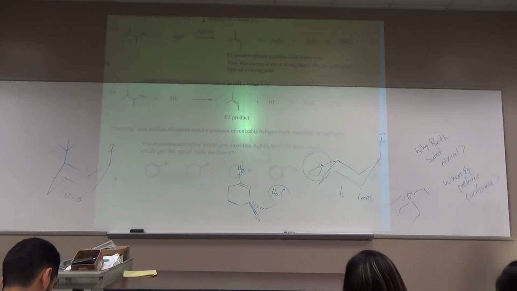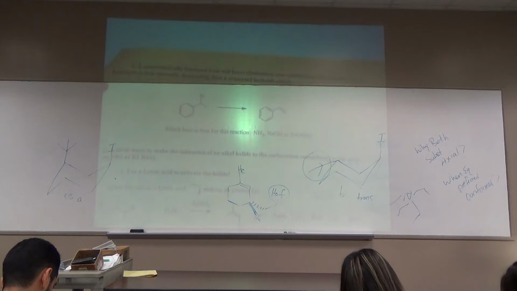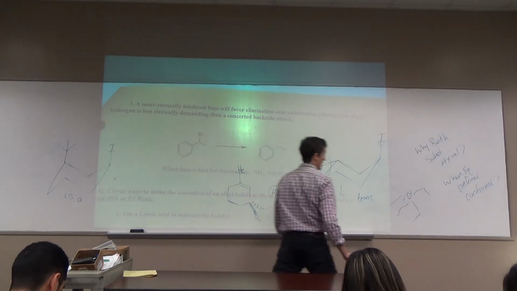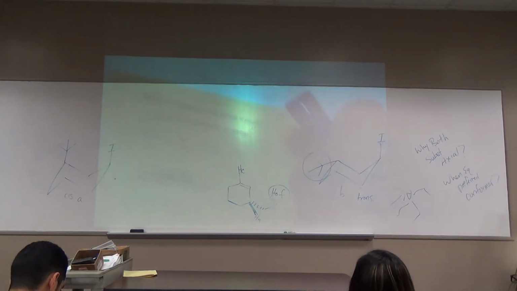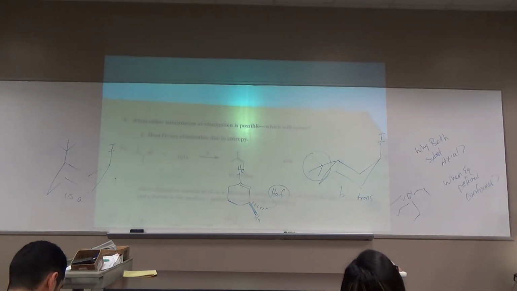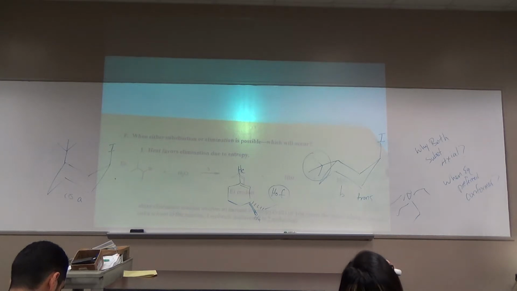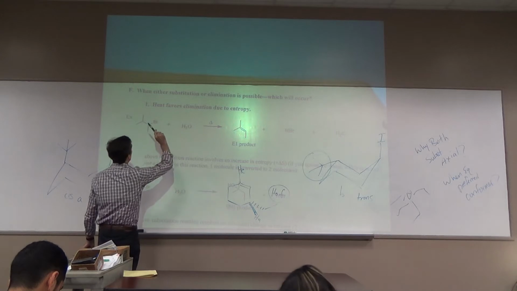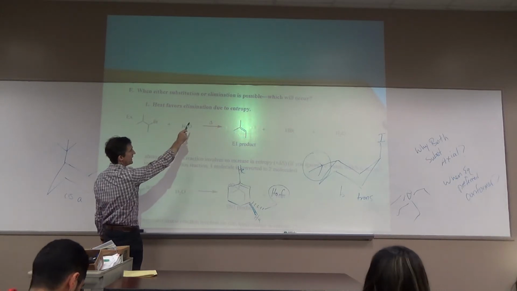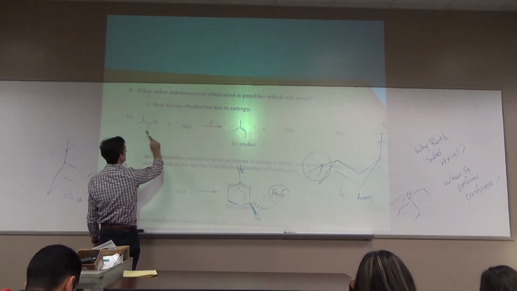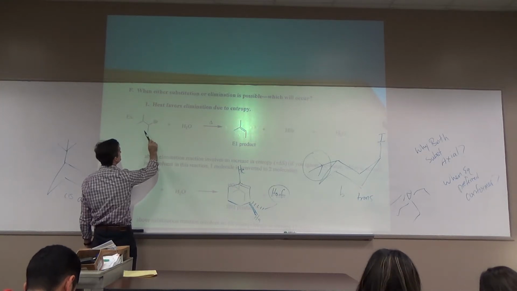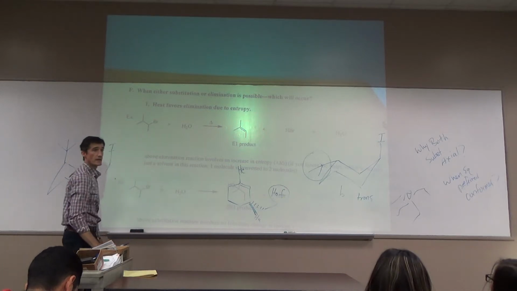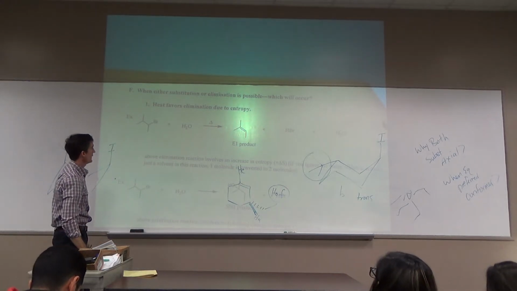Okay, from here out, we're going to look at some miscellaneous things, very important, but a little bit miscellaneous. Previous page. Is it F? Is that where we're at? Yes. Okay. When either substitution or elimination is possible, which will occur? For example, look here. Well, I'll go ahead and say it. Heat favors elimination when both are possible. Look at these examples.